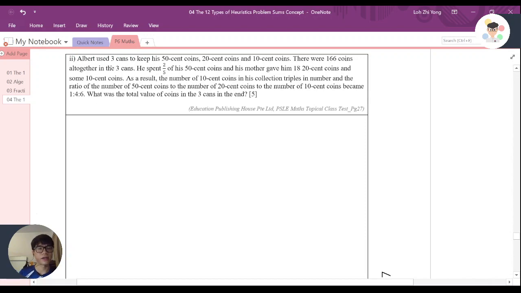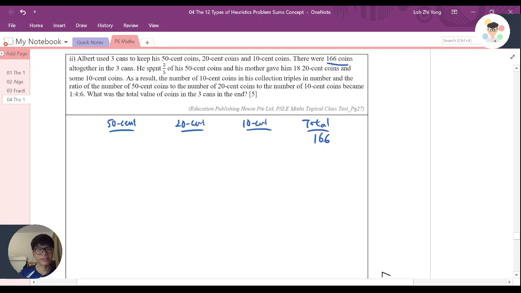This question says that Albert used 3 keys to keep his 50-cent coins, 20-cent coins, and 10-cent coins. So now I know that I have 50-cent coins, I have 20-cent coins, and I have 10-cent coins. And I know that it will be totaled up later on. That's why it says that there are 166 coins all together in 3 cans. So I know they have 166 here.